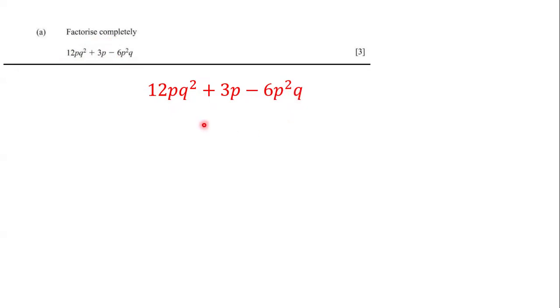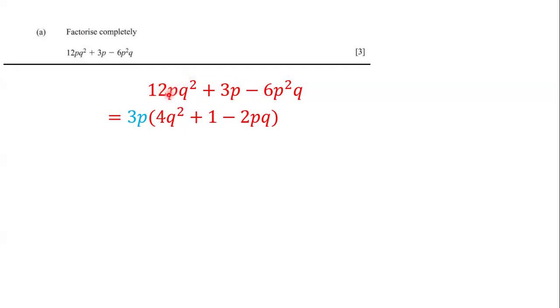Now we ask ourselves, what is the highest number that can go into 12, 3, and 6 without leaving a remainder? And the answer is 3, right? 3 can go into 12, 3 can go into itself, and 3 can go into 6 without leaving a remainder. And that's the highest number that can go into all 3 of these numbers without leaving a remainder.